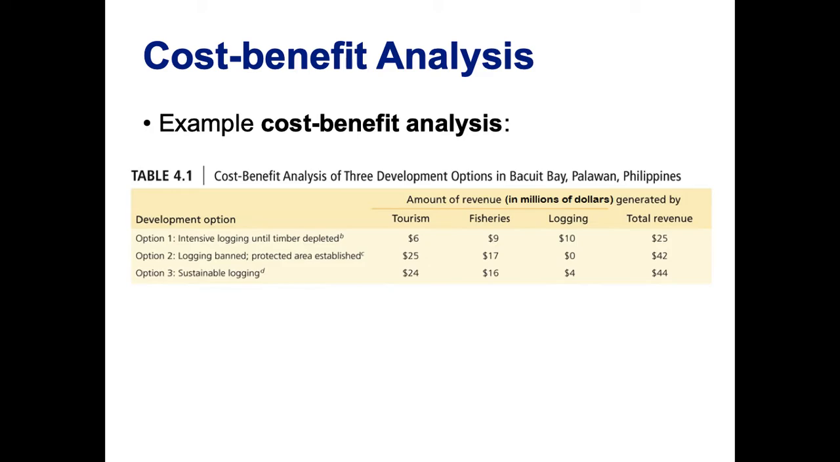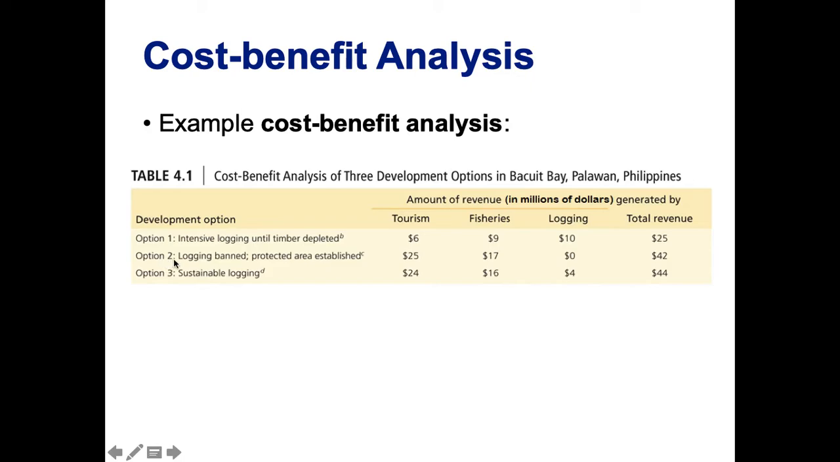So this is an example from the Philippines where they did a cost-benefit analysis and they looked at the amount of revenue under different options for tourism, fisheries, and logging. And so they wanted to know what to do to develop and how they were going to have the most revenue overall for the community. So option one here you can see is intensive logging until timber is depleted. And for this, the revenue for tourism would be the lowest at $6 million. Fisheries would be depleted somewhat, and there would be revenue of $9 million, but we'd get more income from logging, so $10 million. So the total comes out to 25.